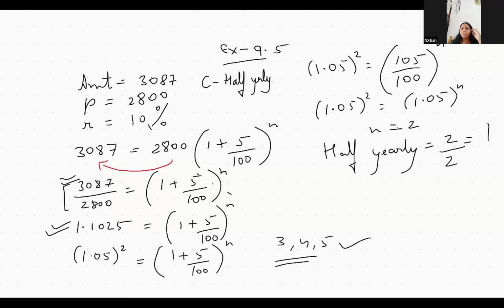Suppose in this question it was asking to find quarterly. You have to use the same method. Divide the rate r by 4, and the rest of the method is the same. But at the end, you would have to divide by 4 to find the quarterly time period, because it's compounding quarterly. So the same method is going to be followed. I hope this is clear.